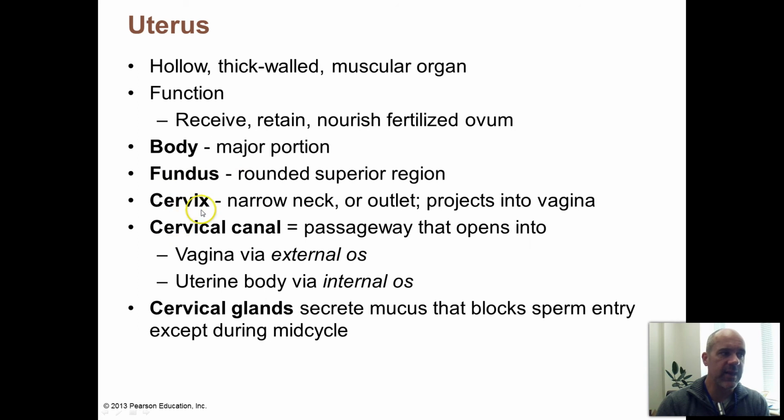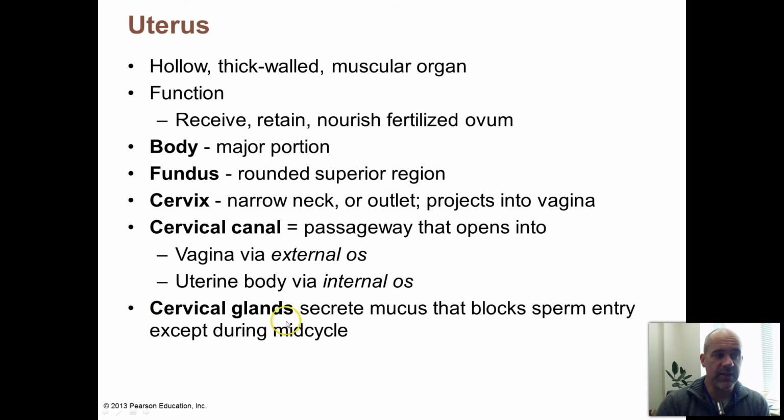Then the cervix, that's the portion of the uterus that's like a neck that connects the body of the uterus to the vagina. It projects down into the vagina. Now within there, the narrow passageway is called the cervical canal, and it has two openings. The opening into the uterus is called the internal os, and the opening into the vagina is called the external os.